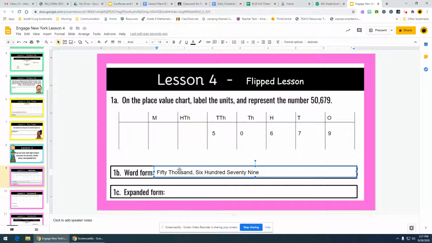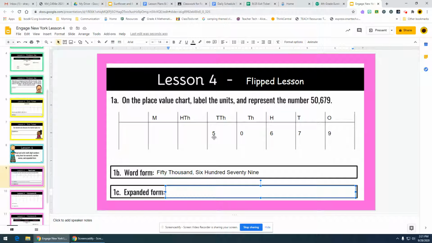Expanded form has us look at each place value and add the parts together. And when we work with expanded form, we start with the largest place value. So with this number, the largest place value is the 10,000s. And I'm going to say how many 10,000s I have. Make sure that you look at the 10,000s place and notice what number you have.